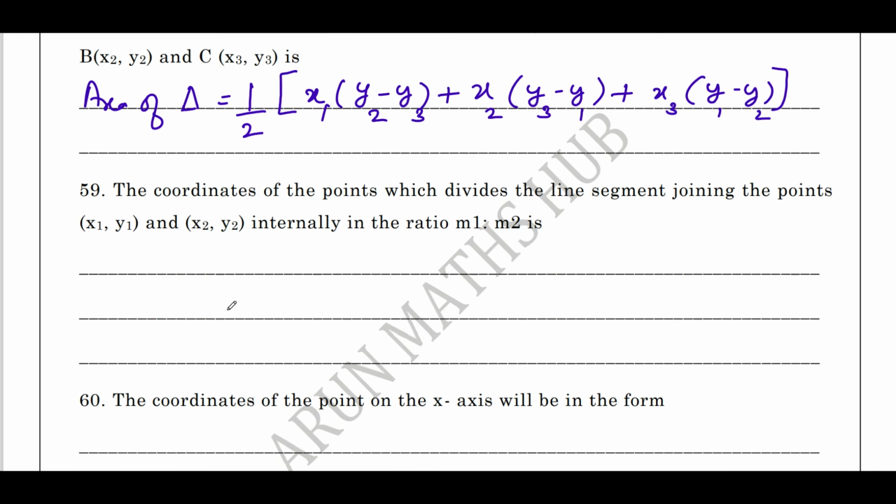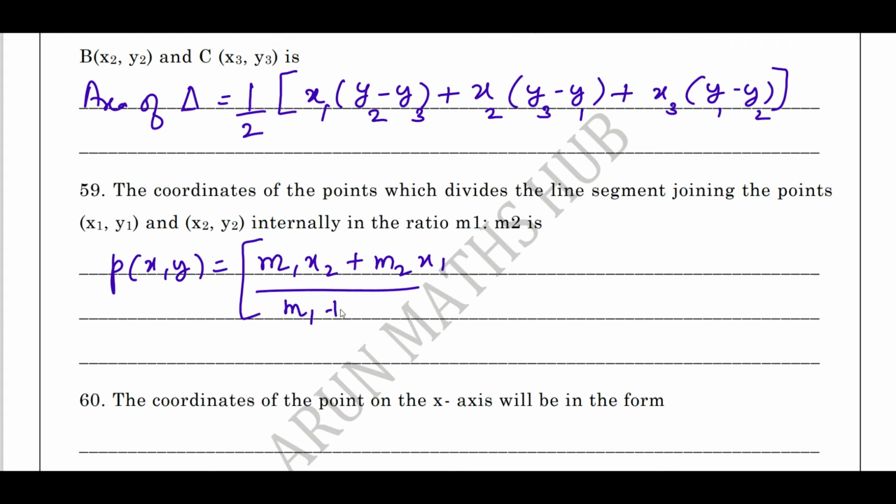The coordinates of the point which divides the line segment joining the points in the ratio m1 is to m2 is given by the formula, that is the section formula. P of x, y equals m1 x2 plus m2 x1 divided by m1 plus m2, comma m1 y2 plus m2 y1 divided by m1 plus m2. This is the formula. This question has been asked in the board model paper.